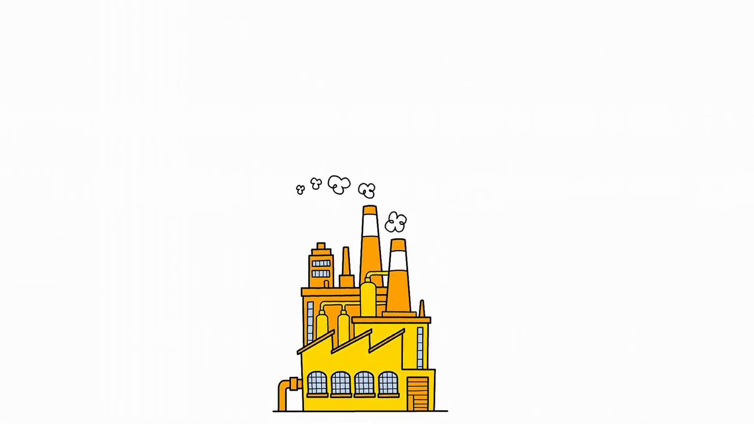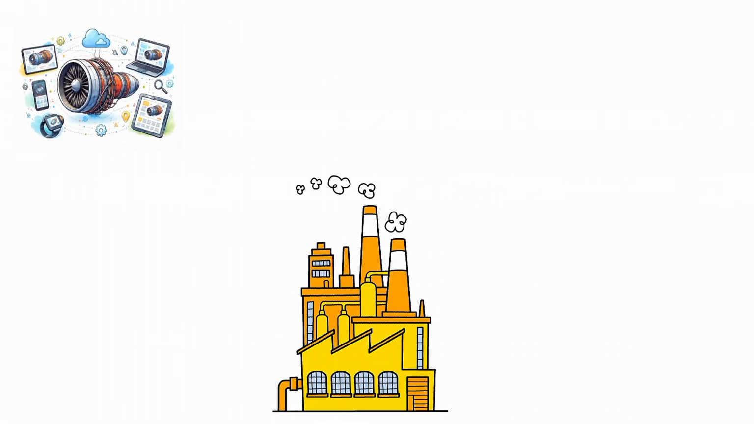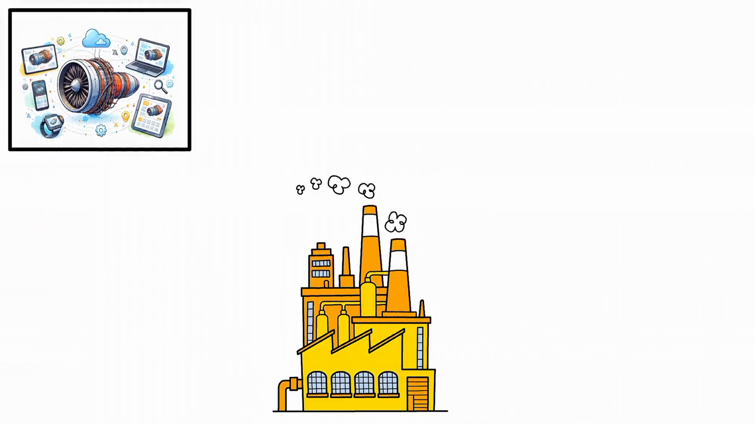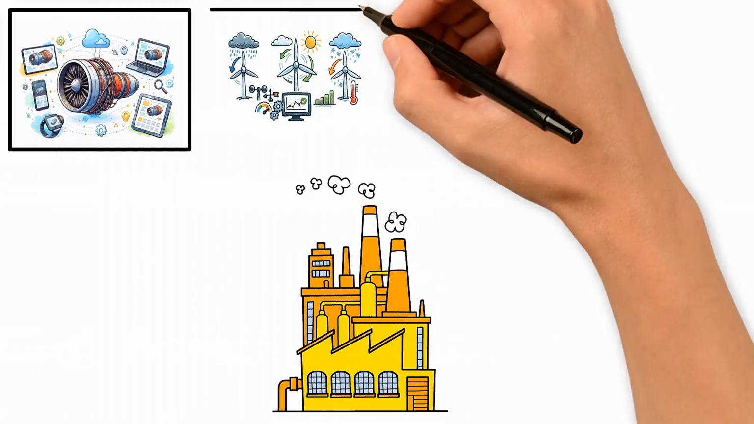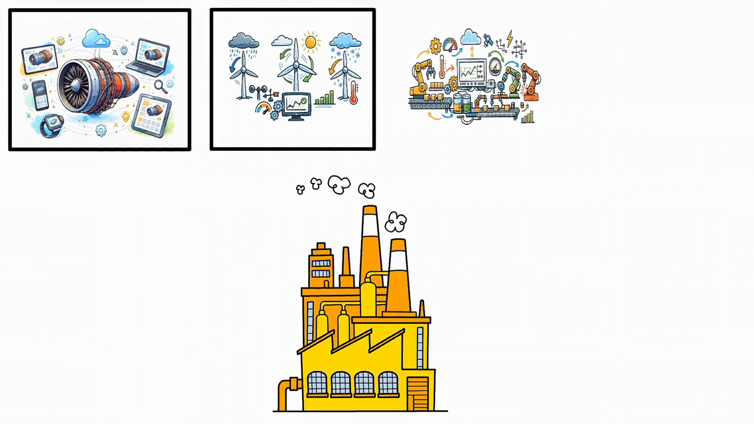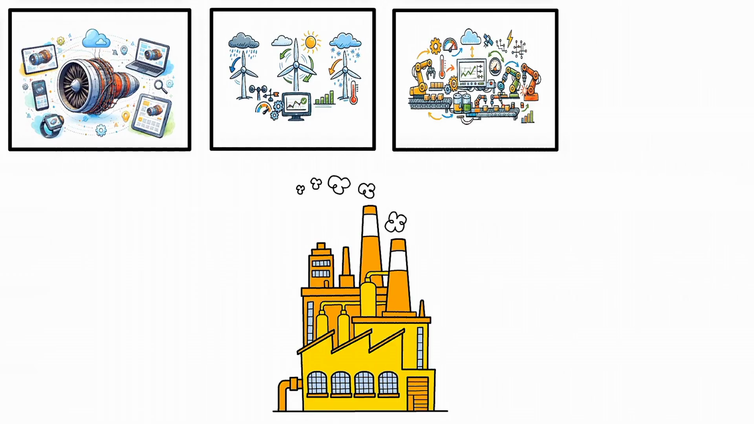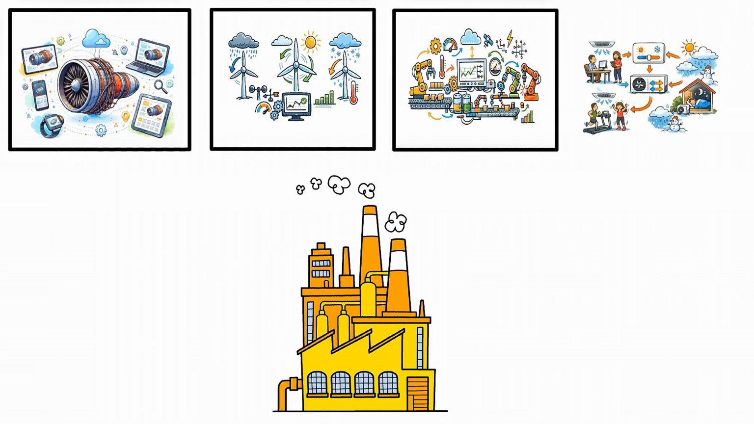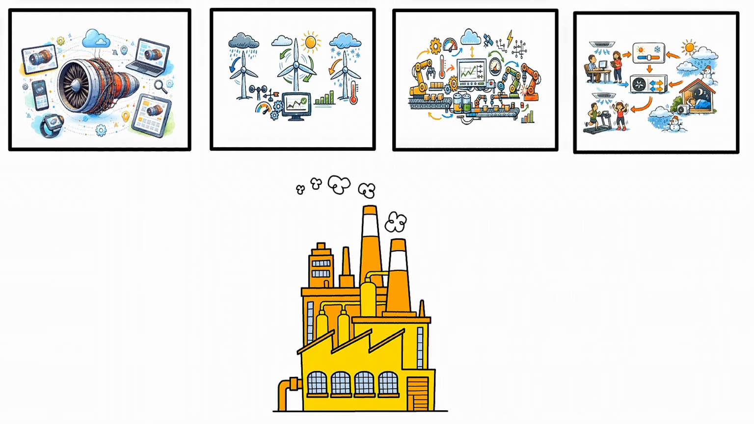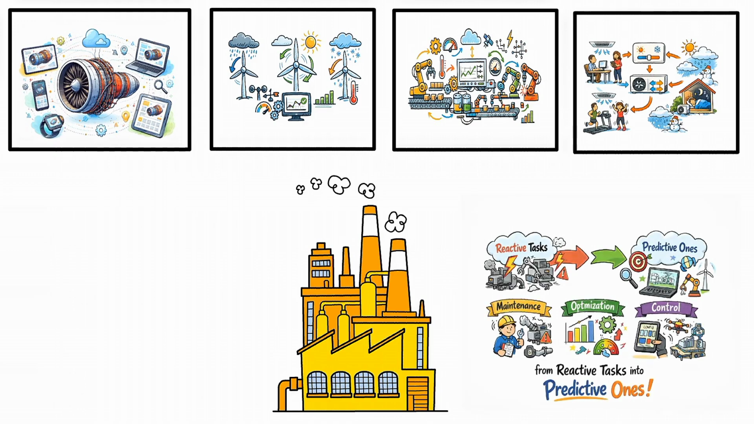This same logic is already used across industries. Aircraft engines are monitored using digital twins. Wind turbines optimize performance based on weather. Manufacturing lines adjust parameters in real time, and HVAC systems adapt to occupancy and climate. Digital twins turn maintenance, optimization, and control from reactive tasks into predictive ones.